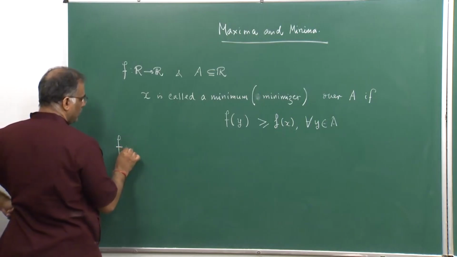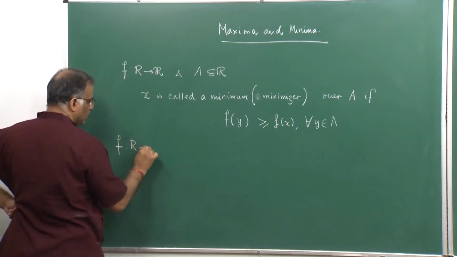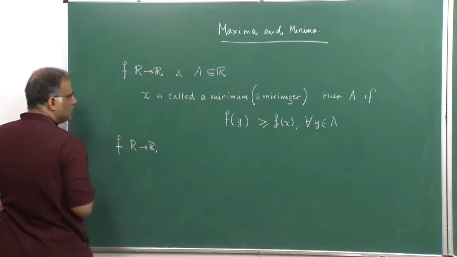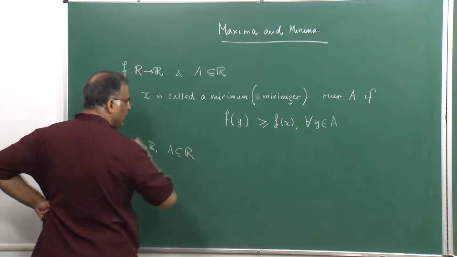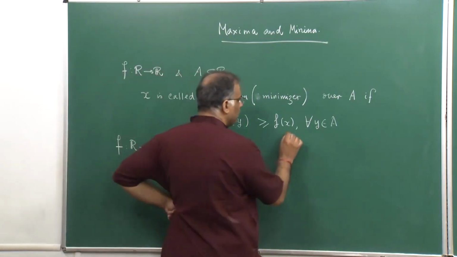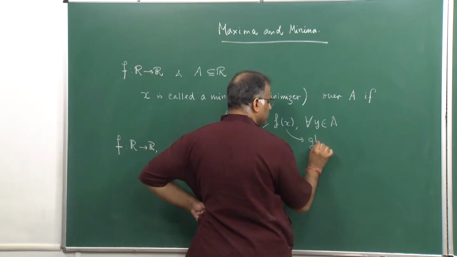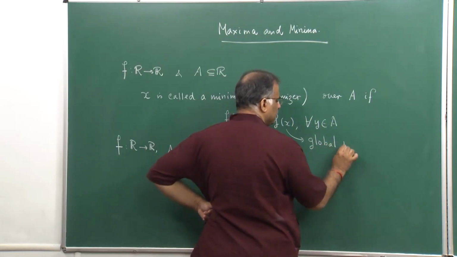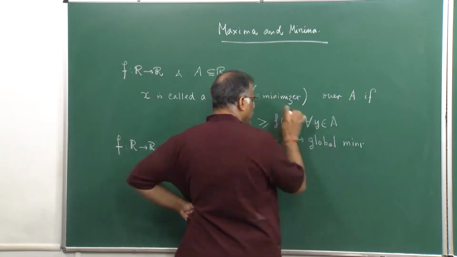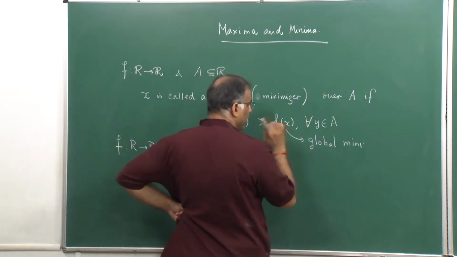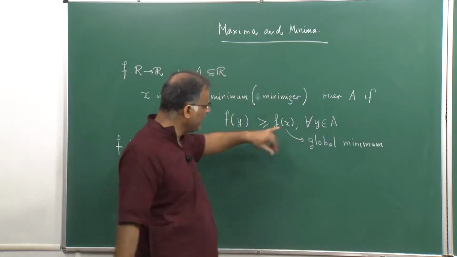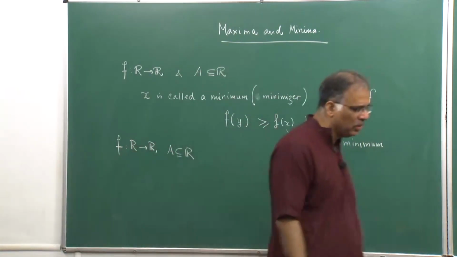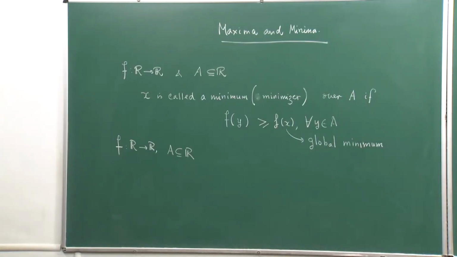There is another definition, say if I take f from R to R and A is a subset of R. So, this minimum that I have defined is often called the global minimum or global minimizer, and the functional value at it is called the global minimum value. For a usual optimization theorist, they would call x the global minimizer and the f value the global minimum. So, x in this case is called the global minimum.